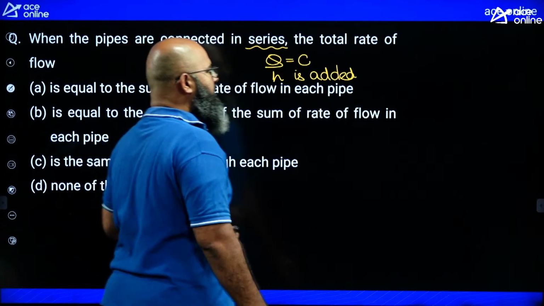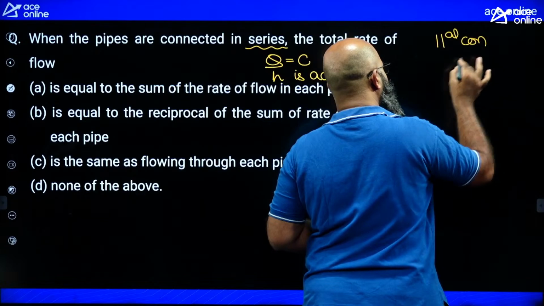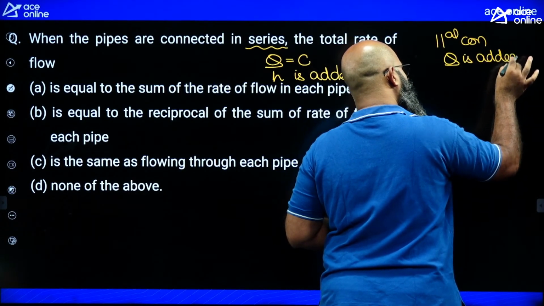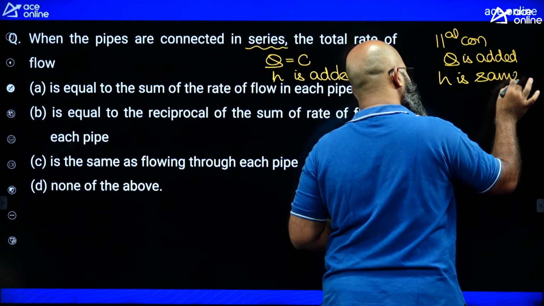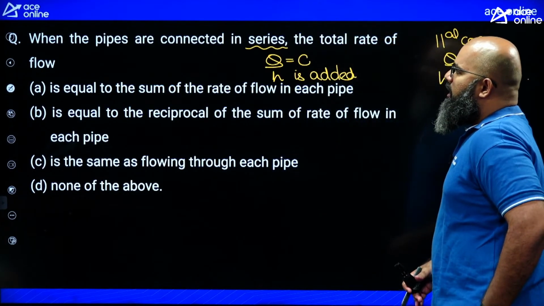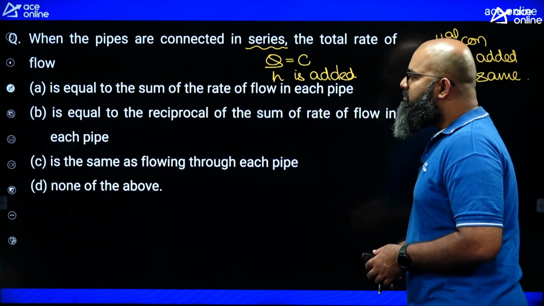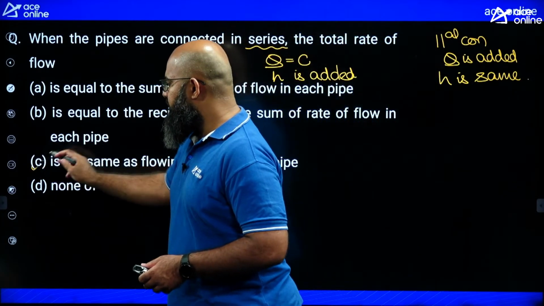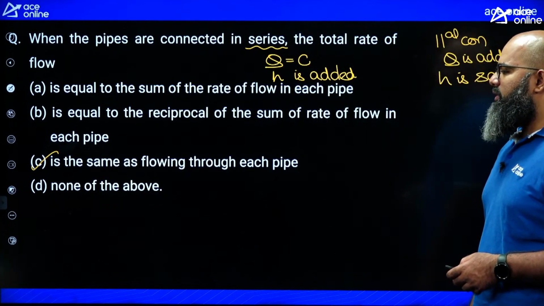Coming to parallel connection, exactly opposite. In parallel connection, Q is added and head loss is same. So, you can see over here, when pipes are connected in series, the total rate of flow is same as flowing through each pipe. Best answer over here, option C, it is same as flowing through each and every pipe over here.